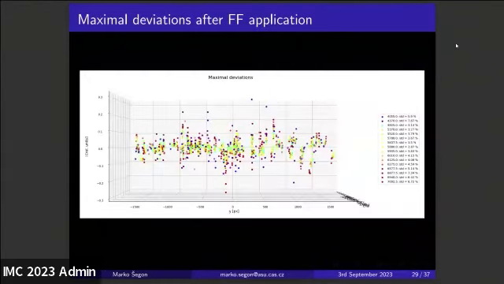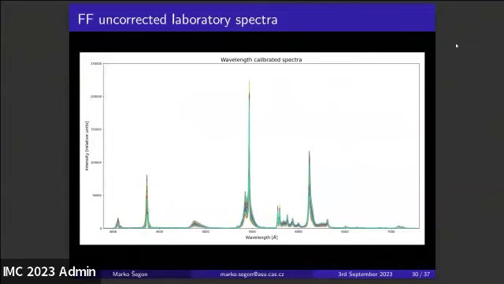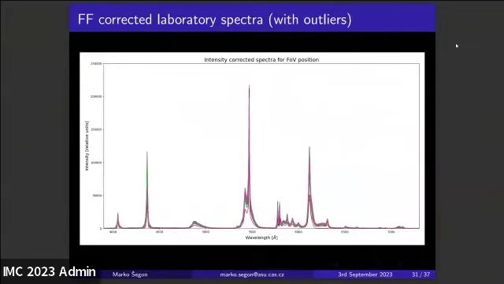However, this really doesn't tell you much. Let's take a look at what the spectra looked like before the correction was applied. So this is all the laboratory spectra plotted before. This is after the correction and after taking out some outliers at the very edges of the field of view, we get something like this. So this is a very significant improvement, obviously.